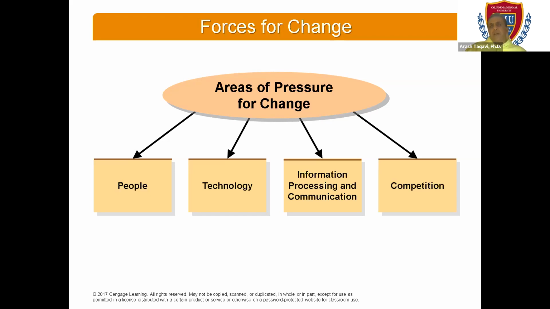Because of these examples and this model I gave you, we can find the areas of pressure for change. It's a good question: why do people change? It's an even more crucial question: why don't people change? We have a lot of problems.